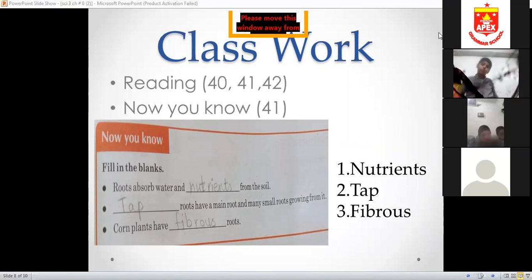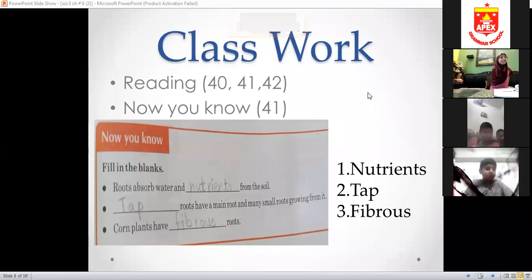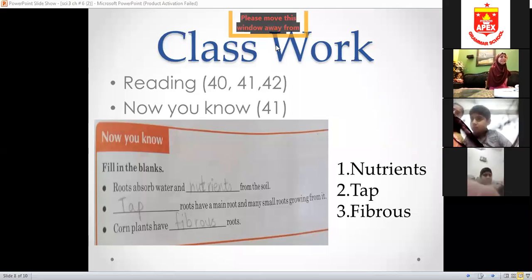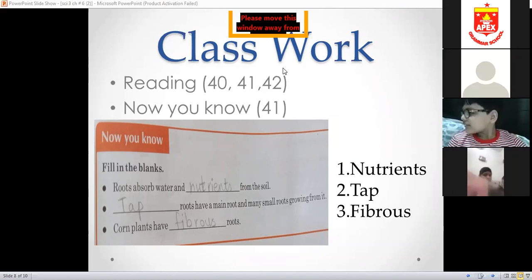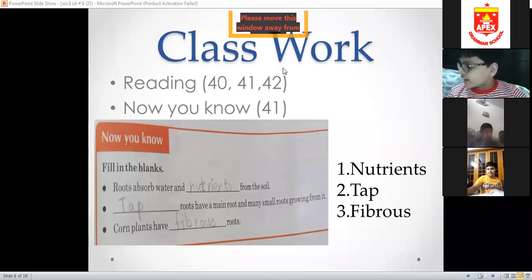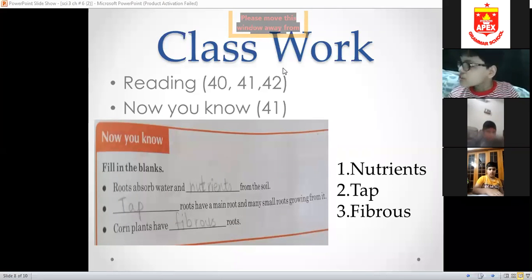The next student who is continuing reading from the stem is Samaha. Samaha, you can unmute yourself. Yes, teacher. Unmute yourself and continue from the stem. Samaha, continue reading from stems. I don't know where Samaha is, so we are moving forward to Daniel. Yes, Daniel, unmute yourself.